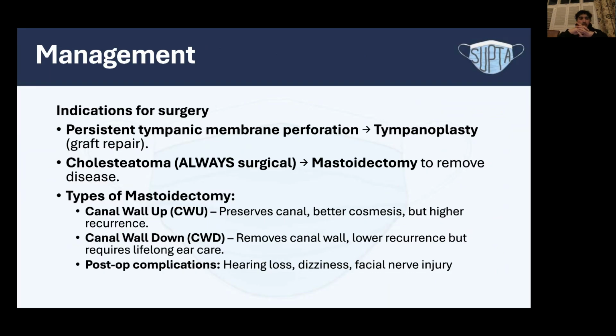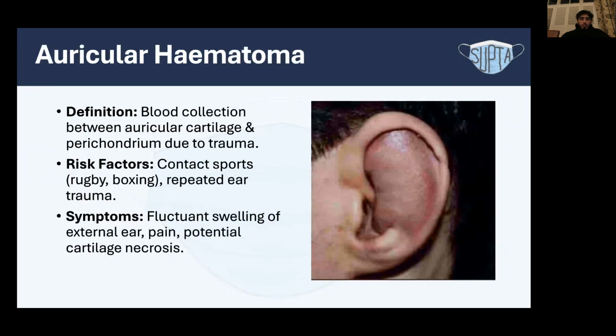For persistent tympanic membrane perforation, so in cases of chronic otitis media, we just use a tympanoplasty, which is a graft to repair. Almost at the end now, guys.